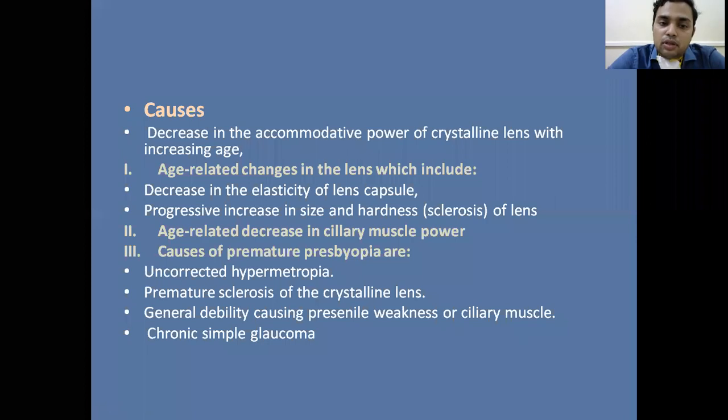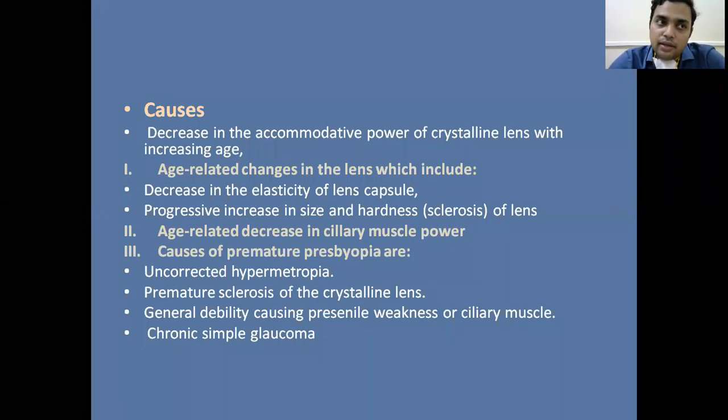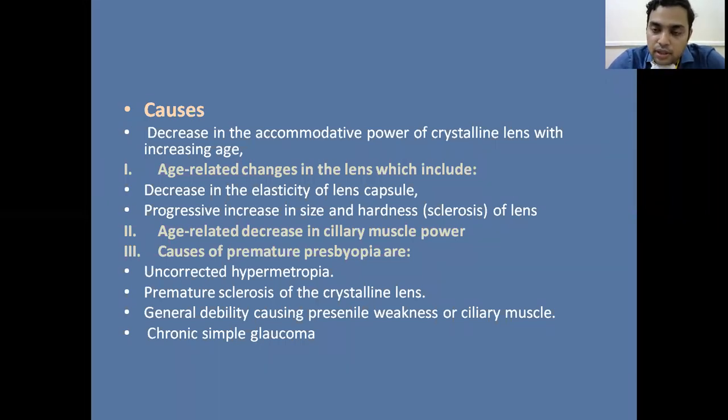And third one is the causes of premature presbyopia. There are various causes of premature presbyopia. The first one is the patient who is hypermetropic and is not corrected for a long time, that leads to early occurrence of presbyopia. As he is not treated early, the eye is continuously in the accommodative state. That leads to early weakening of the ciliary muscle, and that leads to premature presbyopia. So that is the one reason.